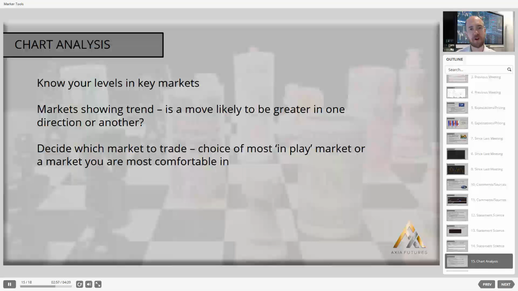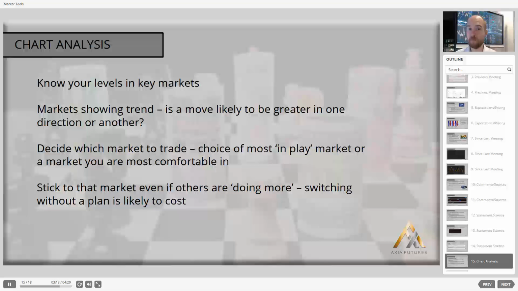So you've got to strike that balance. Is it a market that you want to be more in play, something that you think is going to be the most sensitive, or are you going to stick with a market that you're most comfortable with and most willing to put a bit more size on, understand the price action and manage that trade a lot better?